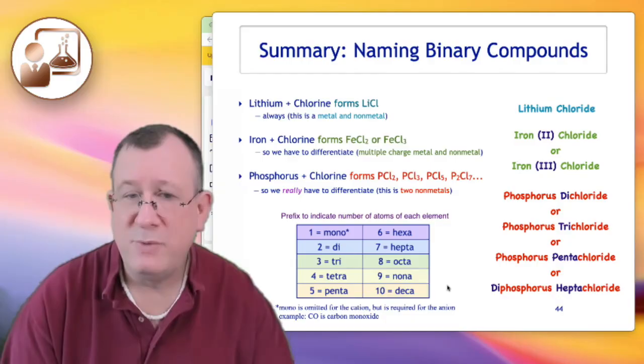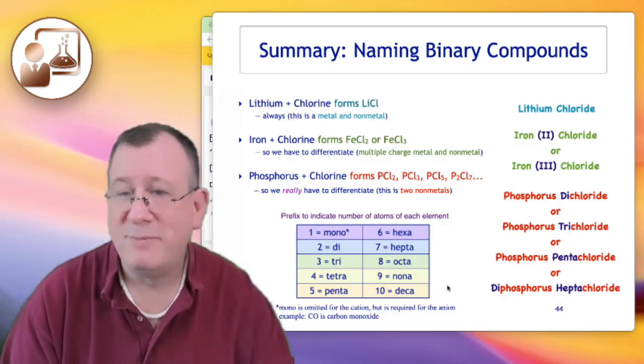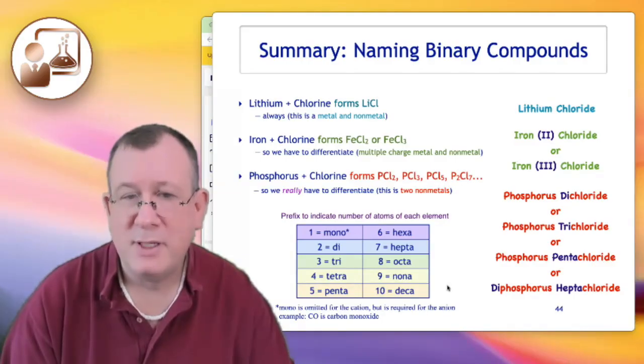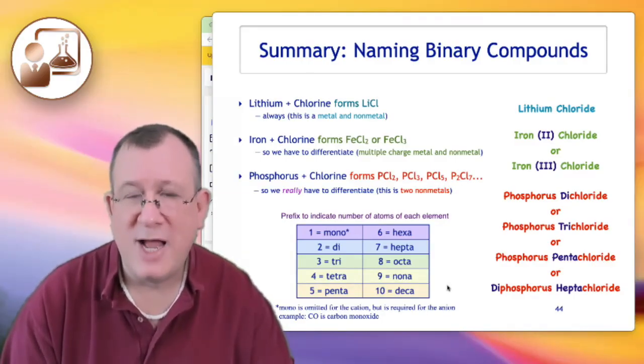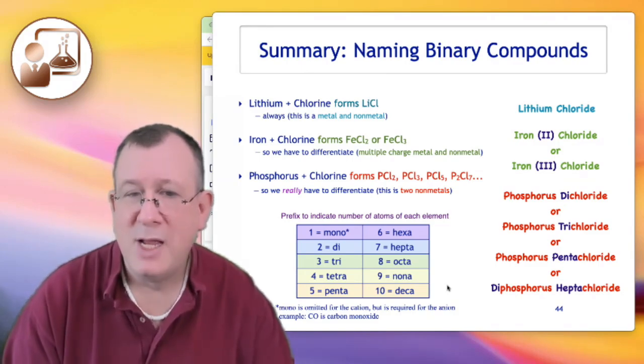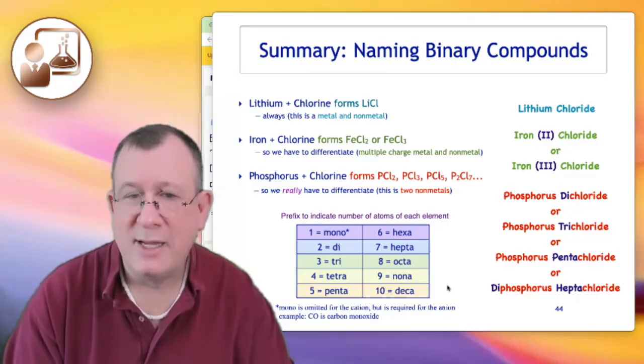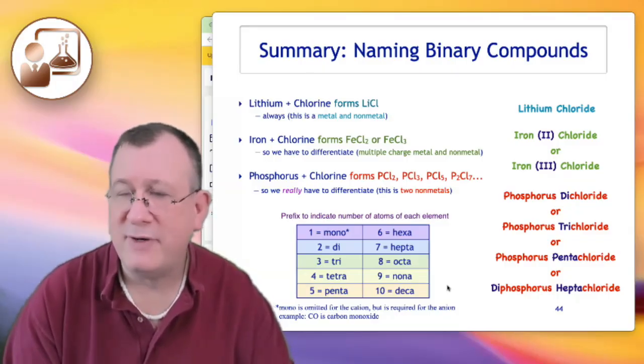Okay, when you're dealing with these, there can be way more than two. Phosphorus and chlorine can form like a dozen different compounds. PCl3, PCl5, P2Cl7, all of these are possible. So we have to specify. When you're talking about lithium and chlorine, do not do this. But when you are talking about two nonmetals, you have to specify the atom count. I have to say there are 2 phosphoruses and 7 chlorines.